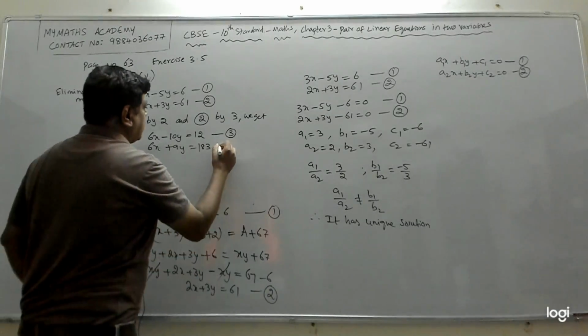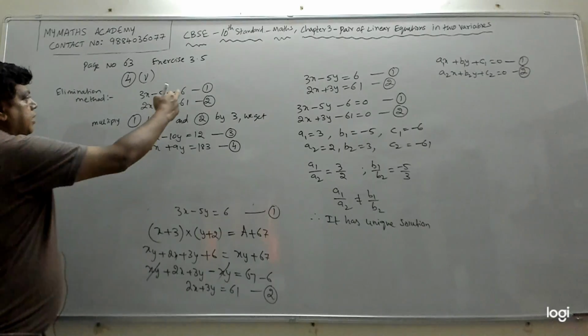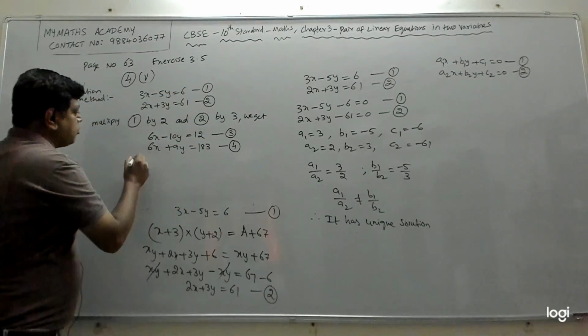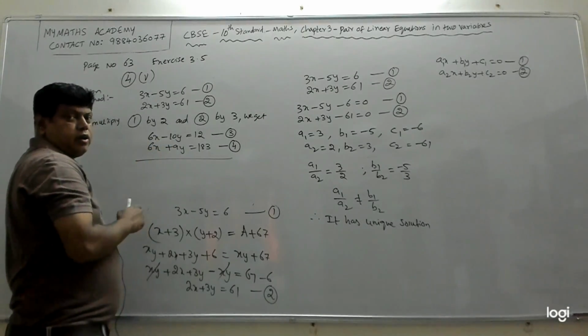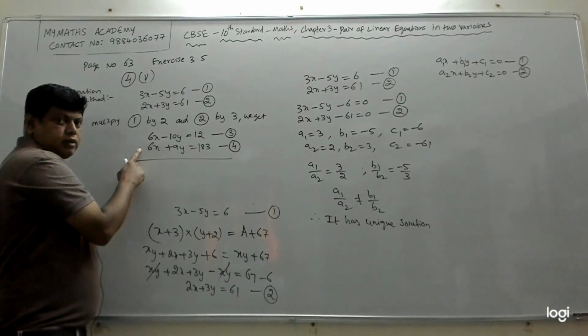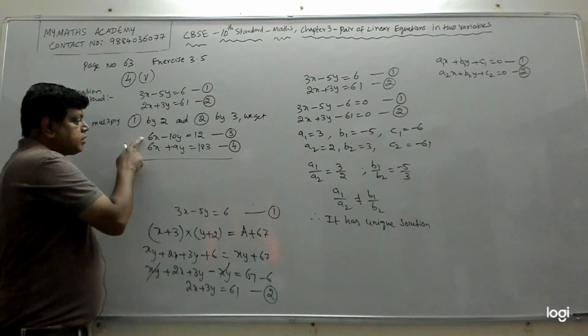This is our fourth equation. The first equation has become like this. Now the second equation has become like this. Now let's solve this. You see the coefficient of x is the same, 6. Now you need to check the sign. This is plus 6, this is plus 6. When both have the same sign, then we must subtract them. We have to subtract this minus this.